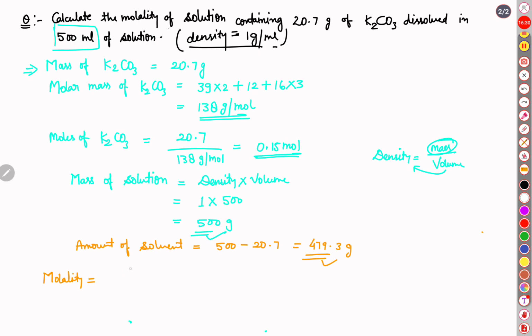Now we have to find the molality. You know the molality formula already: moles of solute by mass of solvent, in kg or gram. Since gram is given here, we have to write into 1000. Clear? Now let us solve this question.